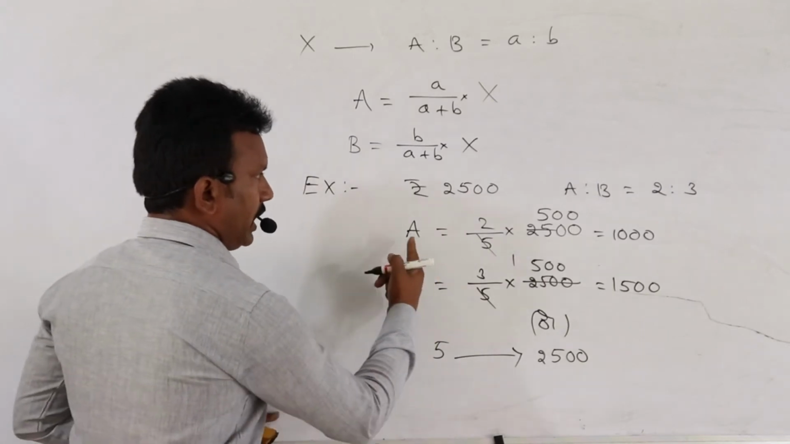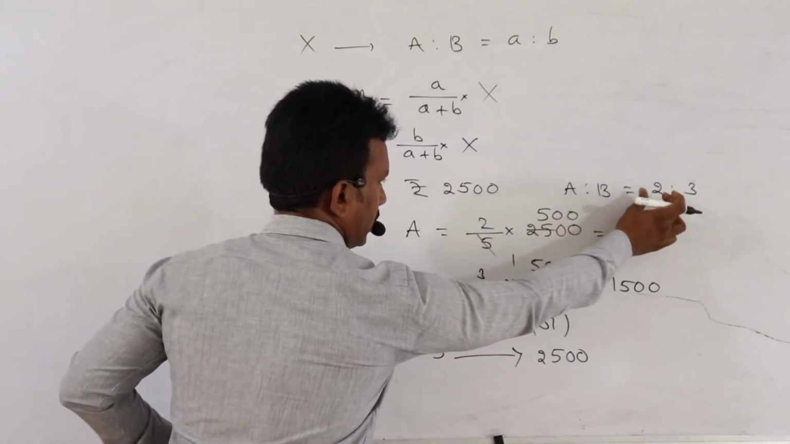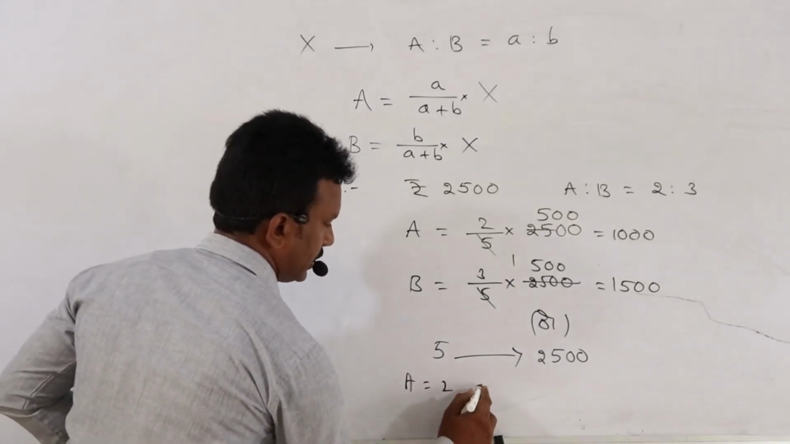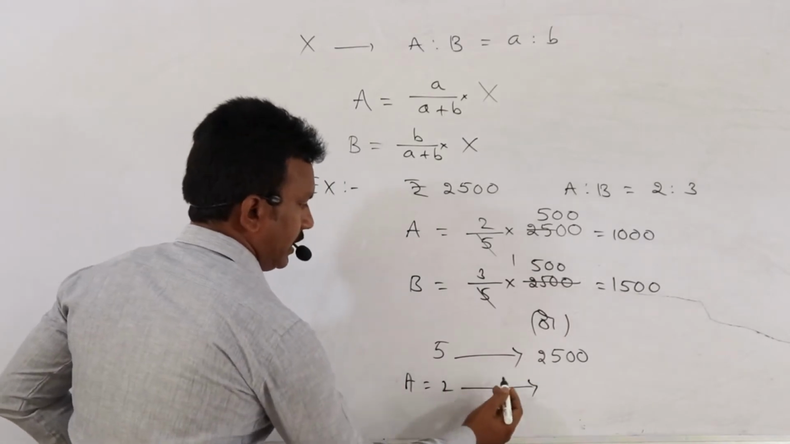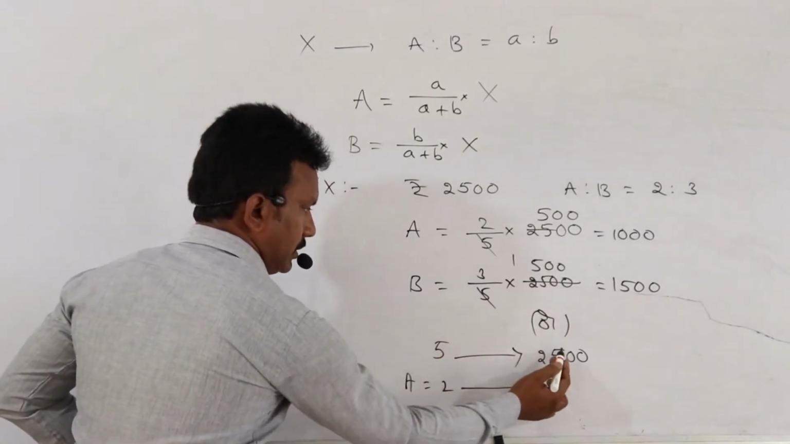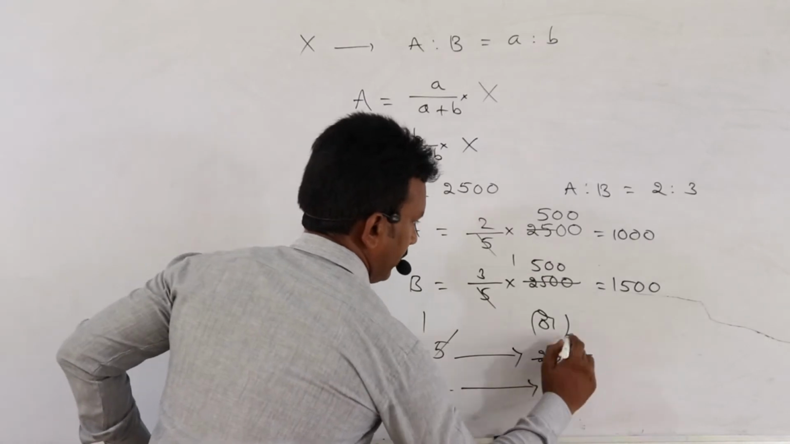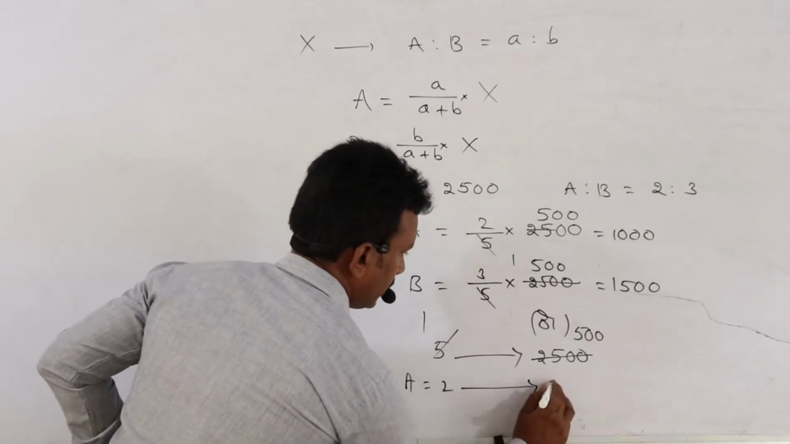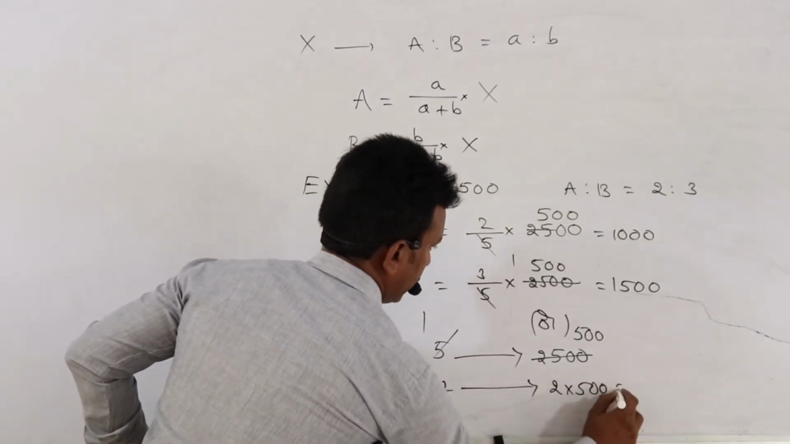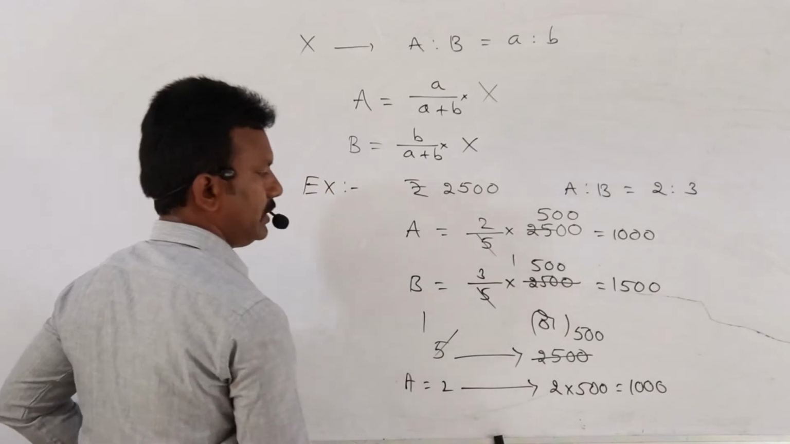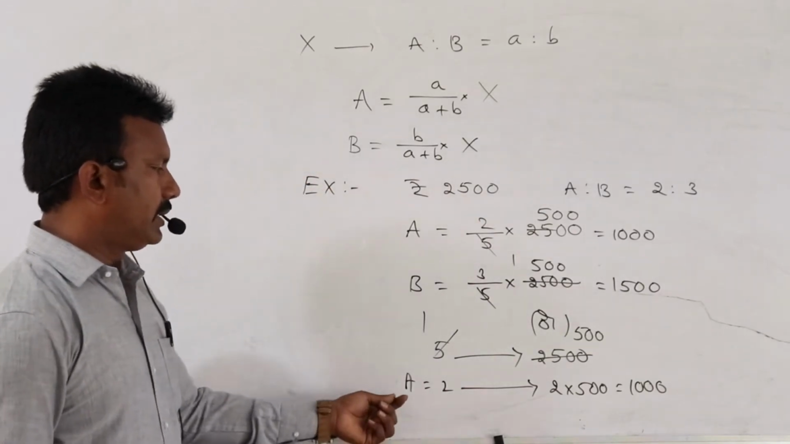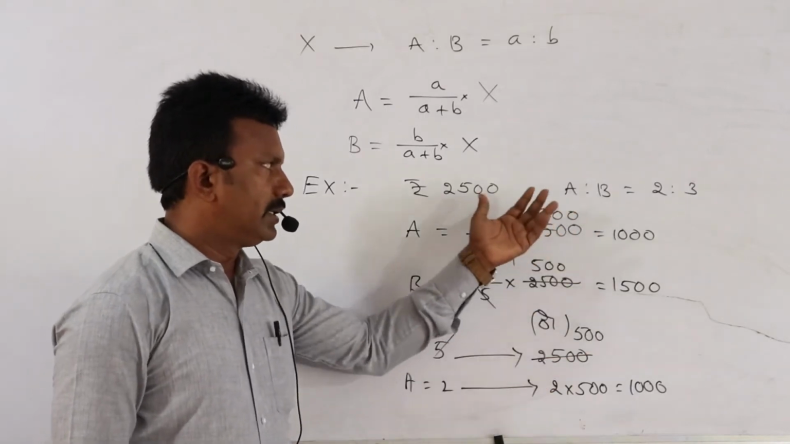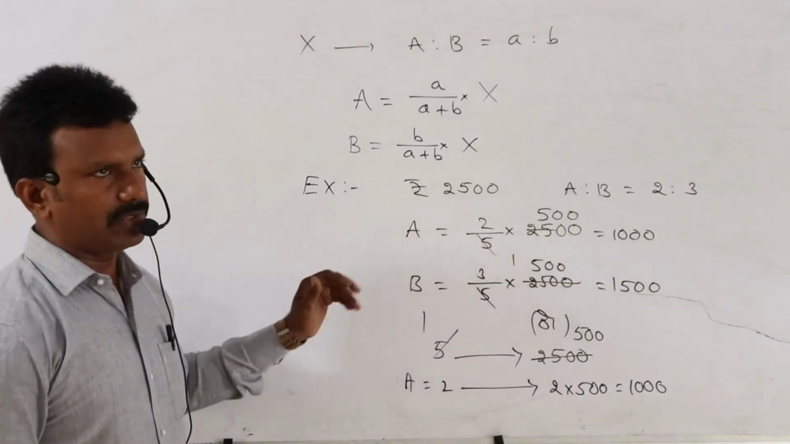We find the amount of A, that is 2 parts. So the amount of A is 2 parts. We write the direct cancellation: 5 ones, 5 fives, 500. 500 into 2 is the multiplication. So 2 into 500 equals 1000 rupees. In the same way, the share of B is 3 parts. 3 into 500 is 1500. So this is one type of shortcut.